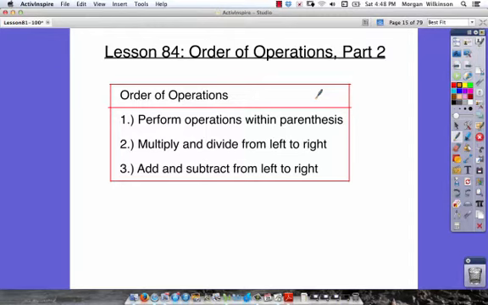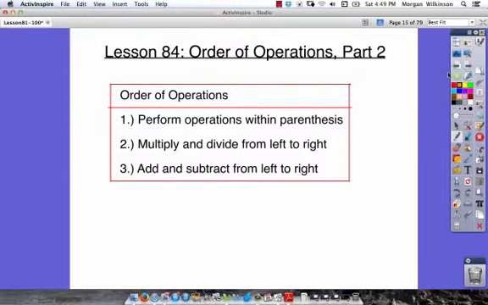Lesson number 84 is our second part of order of operations. And we've got a table here that describes our three order of operations. So whenever we have a problem that we need to simplify, we'll do the operations in this order. Number one, we're going to perform operations within parentheses. Number two, we're going to multiply and divide from left to right. And number three is to add and subtract from left to right. Please pause this video now so you can write this in your notes.